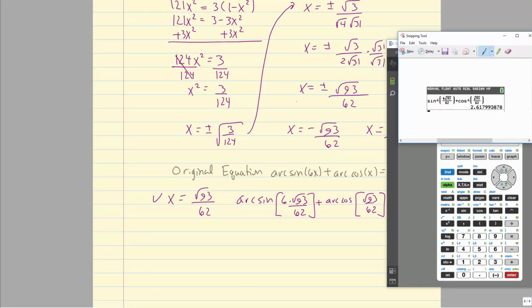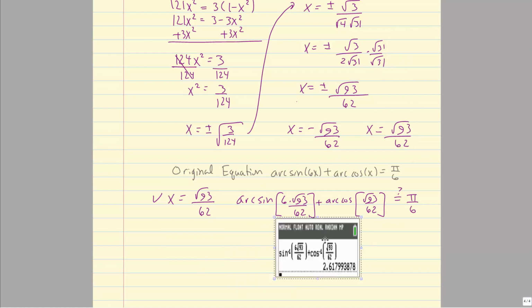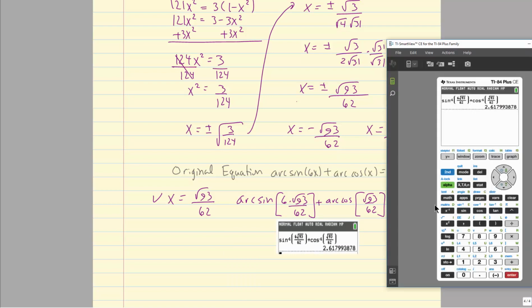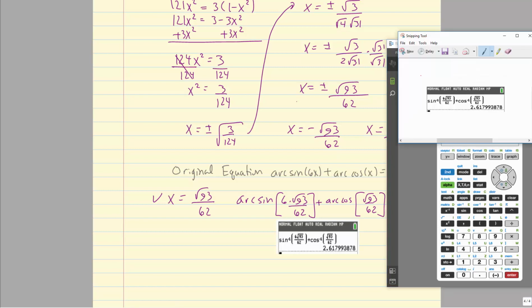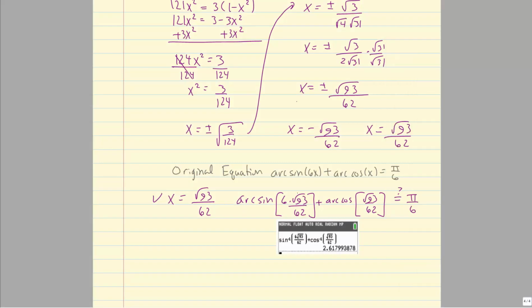So that's the left hand side. Now what I want to know is, is this equal to the right hand side, which is pi over 6? So I basically need a decimal approximation for pi over 6 now. I can do my fraction key or not, it doesn't matter here, pi over 6. And my decimal approximation is 0.523598. And these are not equal. So that's not a solution, that's an extraneous root. Okay.